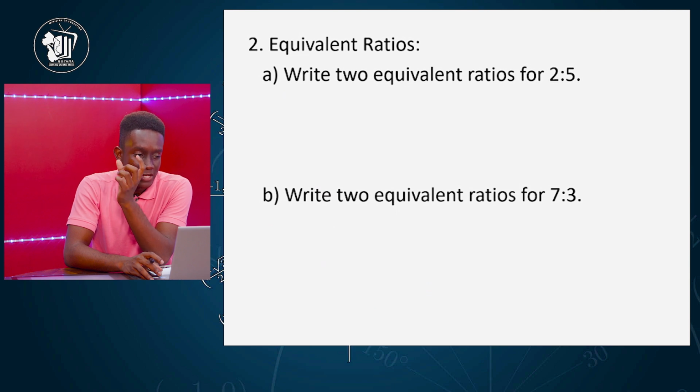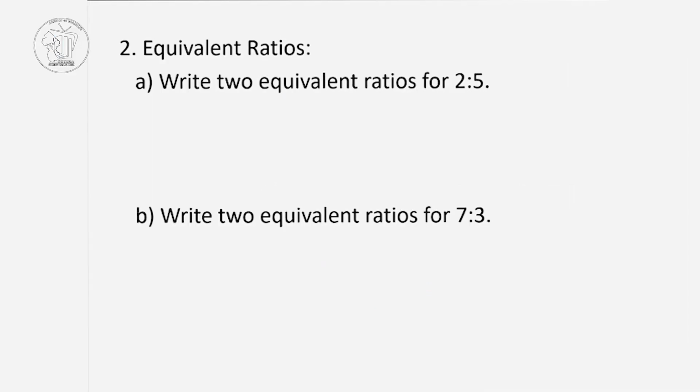The first one says, write two equivalent ratios for 2 to 5. For an equivalent ratio to this, all we need to do is multiply both parts of the ratio by a common number. So let's multiply this by 2. 2 2s are 4, 5 2s are 10. So an equivalent ratio would be 4 to 10.